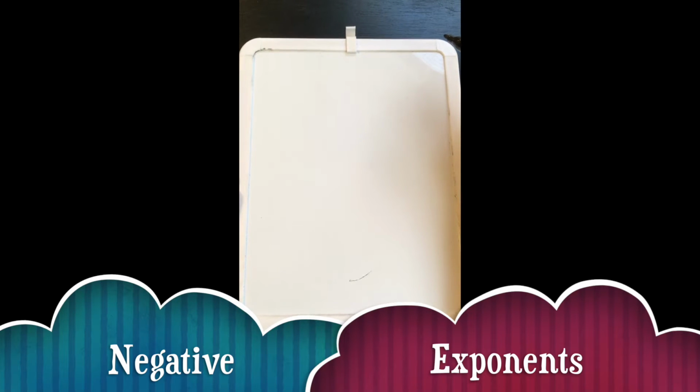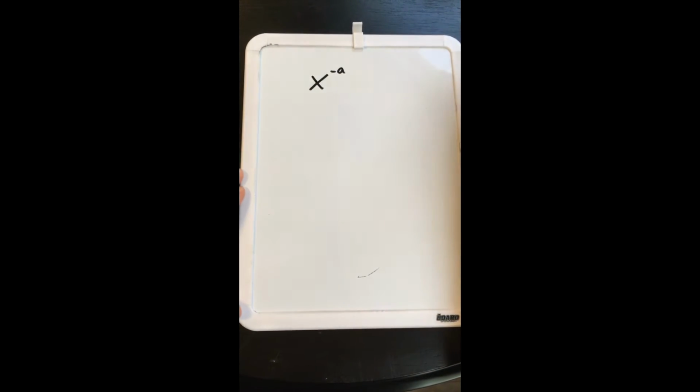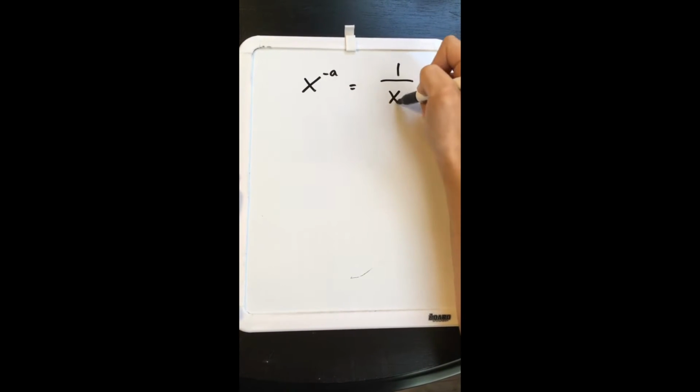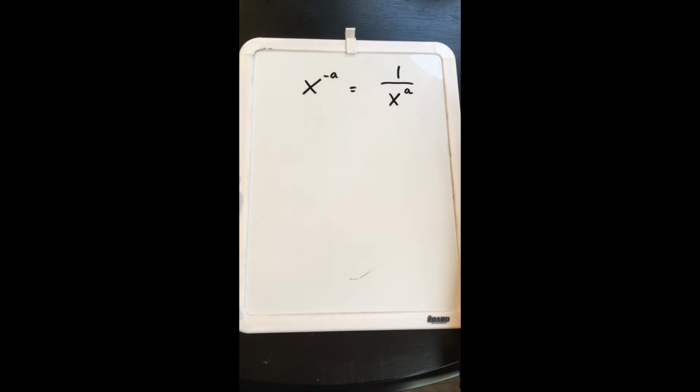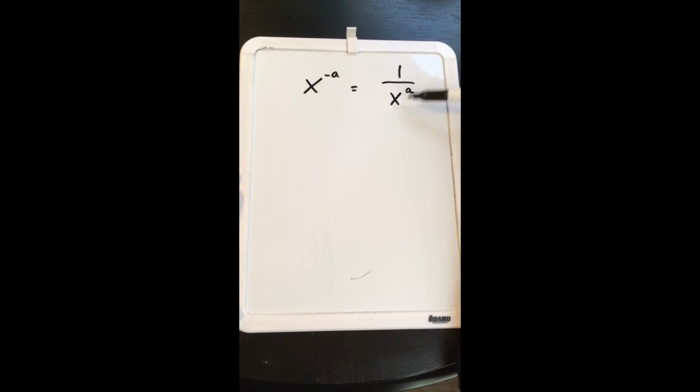The general format for negative exponents: x to the negative a equals 1 over x to the positive a. How did we get from here to here? We move x to the bottom of a fraction and we make the exponent positive.